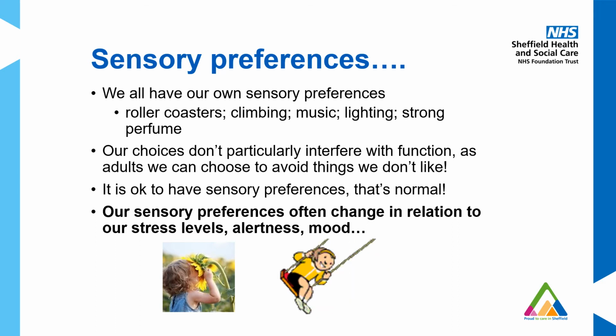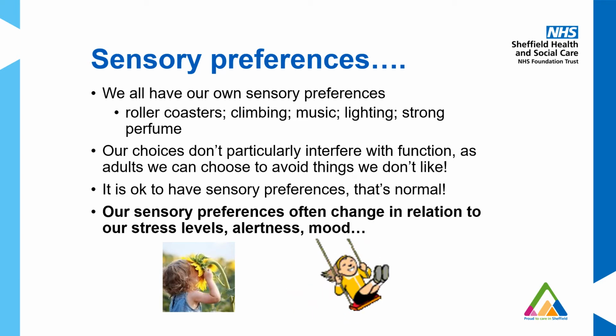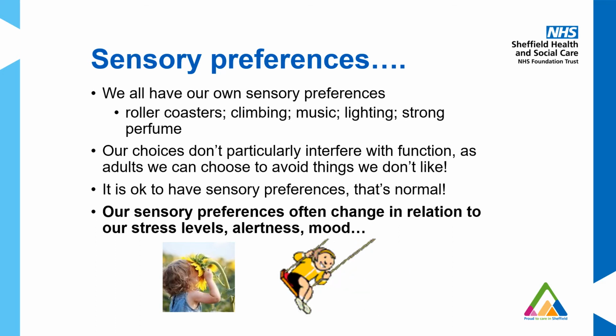However, we can all choose what to do and communicate clearly about why we don't want to do particular activities. Our sensory preferences can change according to what we are doing, our alertness, mood or stress levels. We might enjoy going to a very loud concert when we feel relaxed and like the music, but we might get very stressed if people are talking loudly in an open plan office, for example.